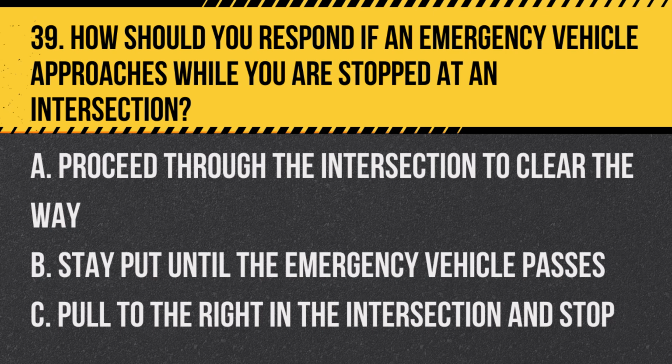Question 39. How should you respond if an emergency vehicle approaches while you are stopped at an intersection? A. Proceed through the intersection to clear the way. B. Stay put until the emergency vehicle passes. C. Pull to the right in the intersection and stop. Answer. B. Stay put until the emergency vehicle passes. It's safest to remain stopped and allow the emergency vehicle to maneuver around you.